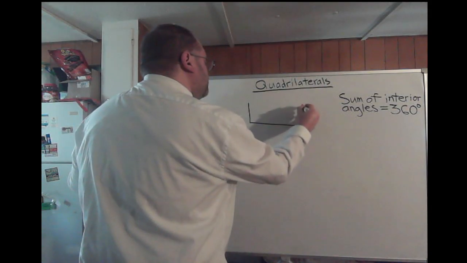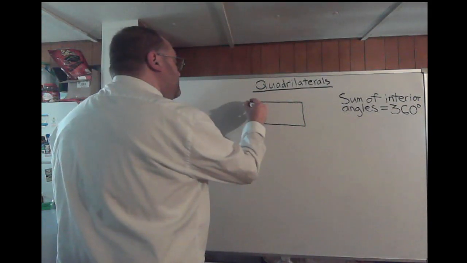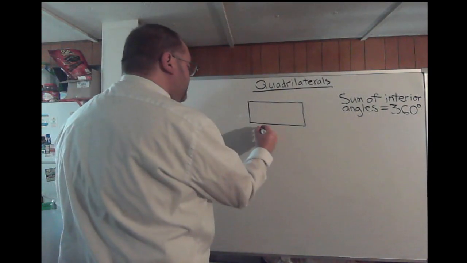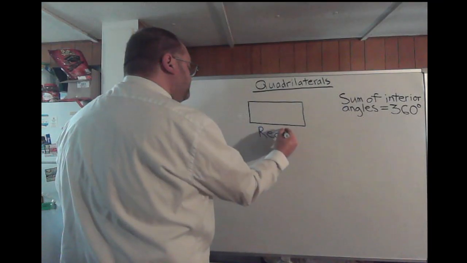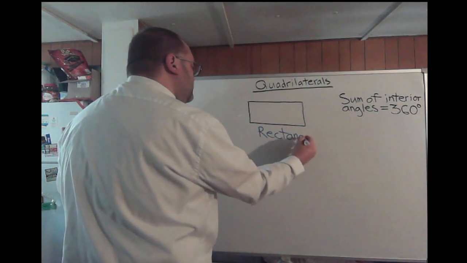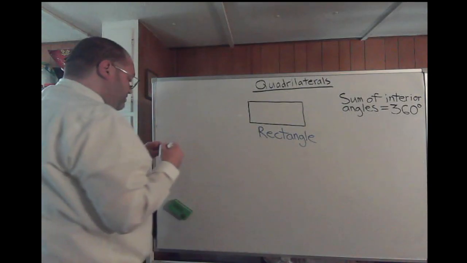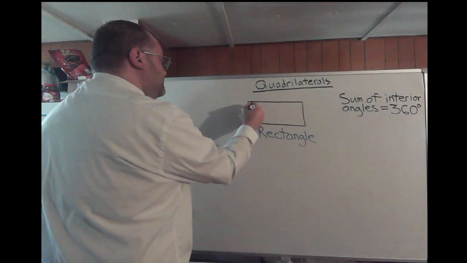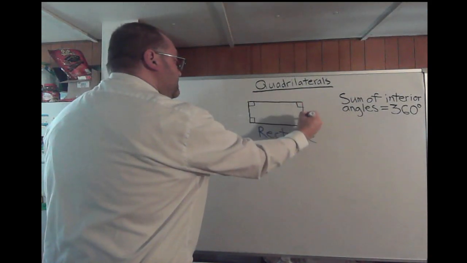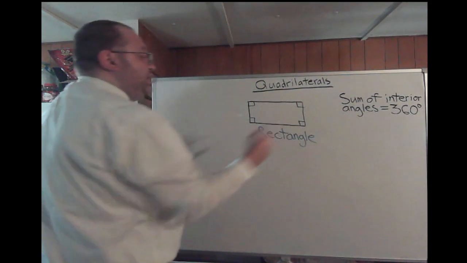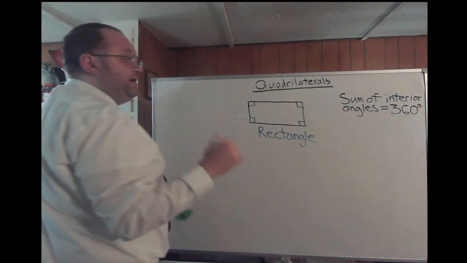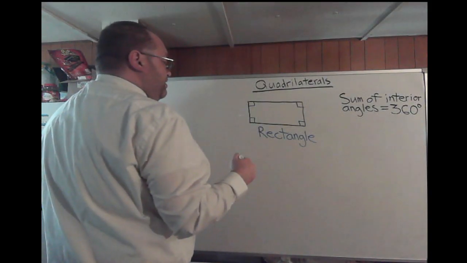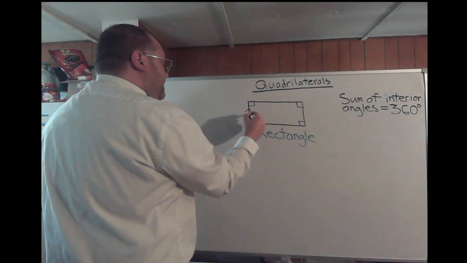What I am drawing is what everyone's probably used to, which would be a rectangle. A rectangle is unique in the fact that it has four right angles for its angles. A rectangle is a parallelogram. It's a parallelogram that has four right angles. A regular parallelogram, none of the angles are right angles. They're acute and obtuse.